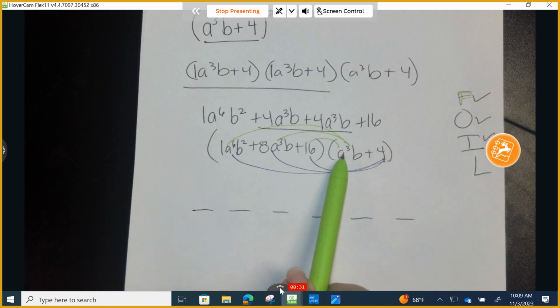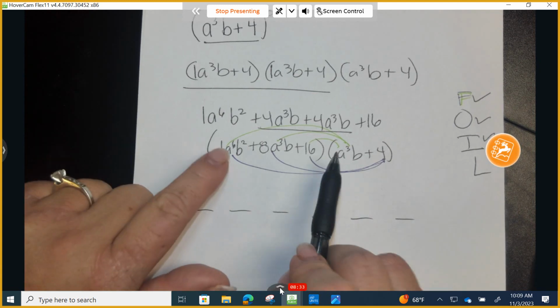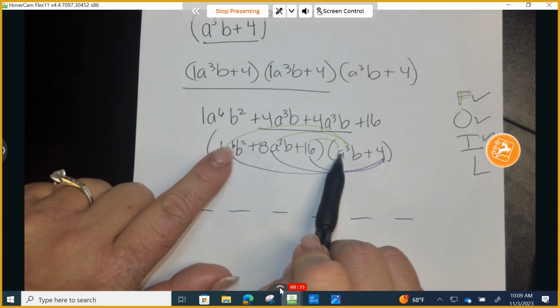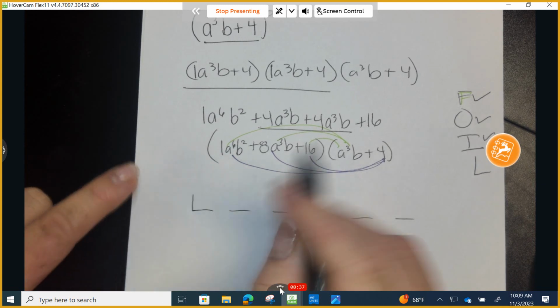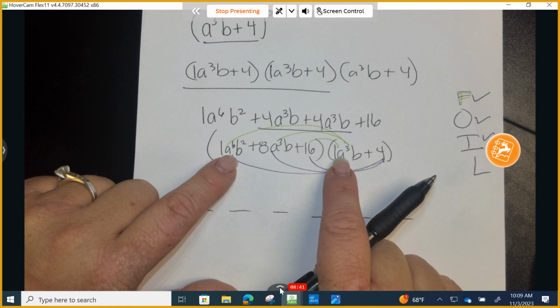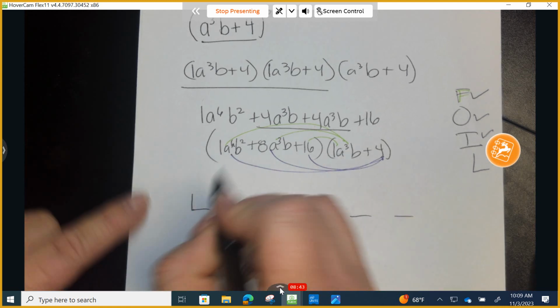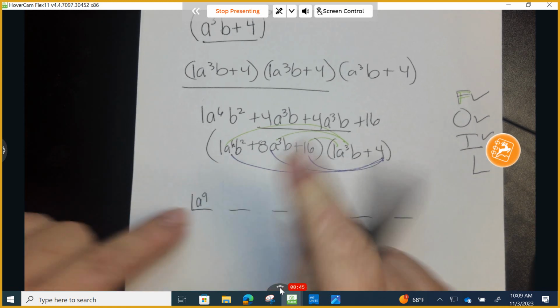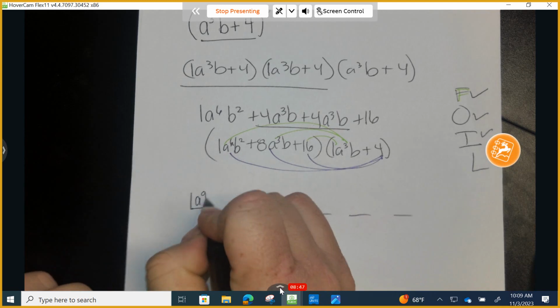So I'm going to start with this one. So 1 times 1 is 1. 1 times 1 is 1, and I have to count up how many A's I have. I have 9. And how many B's do I have? I have 3.